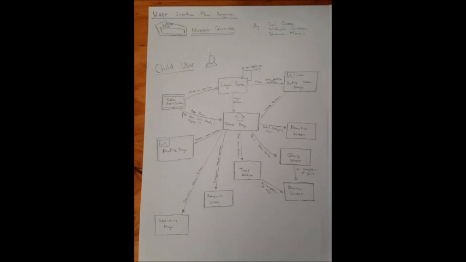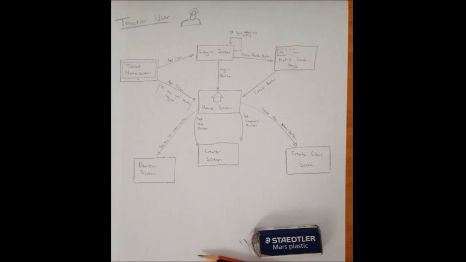This is the user interface flow diagram for the child's mobile app. It shows how the child will interact with the mobile app. This is the teacher's user interface flow diagram for the web application. It details how she will get around the web application and create the worksheet.